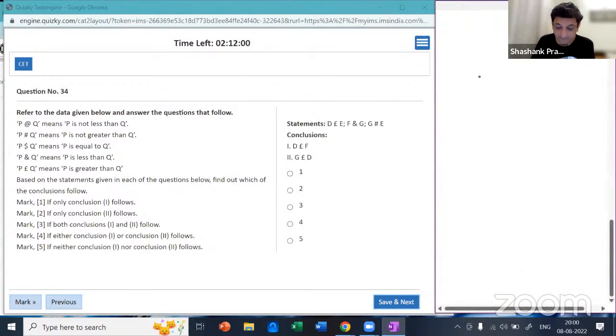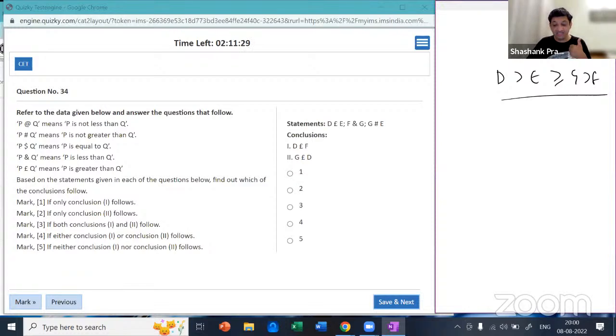Sorry. Yeah. D pound E meaning D is greater than E. Then I will go for something that has D or E. So G hash E is G is not greater than E. So G is less than or equal to E. Okay. And F and G meaning F is less than G. So this is what we get. D pound F. So D is greater than F. Definitely yes. So one is true. G is greater than D. Definitely false. Yeah, so only one follows.